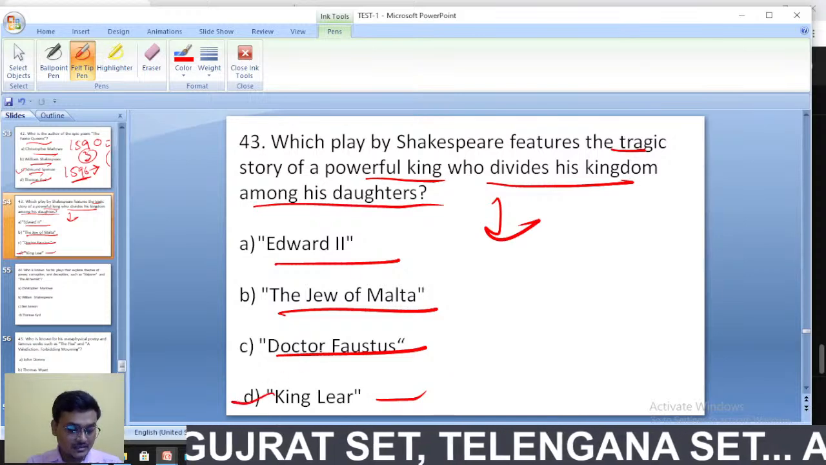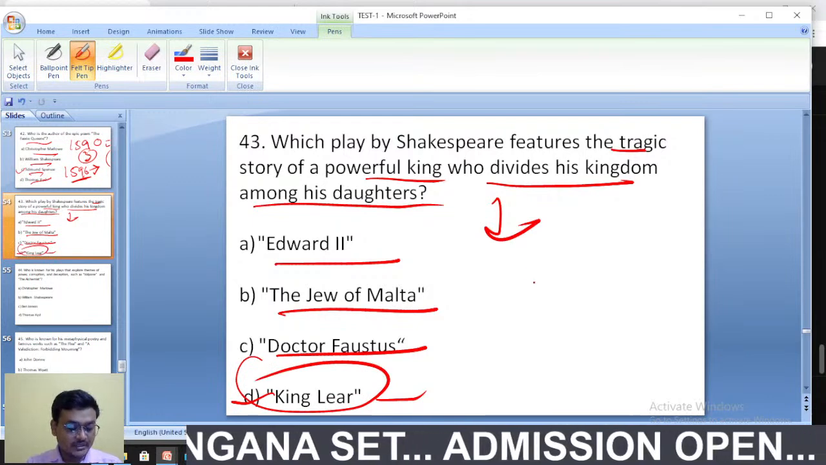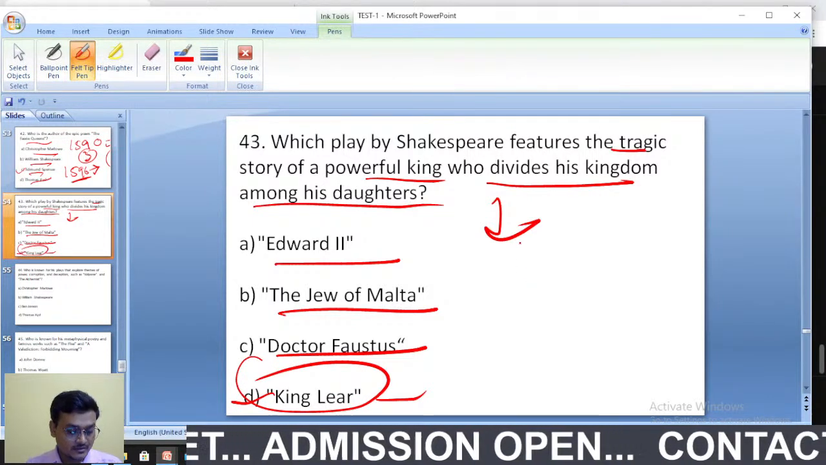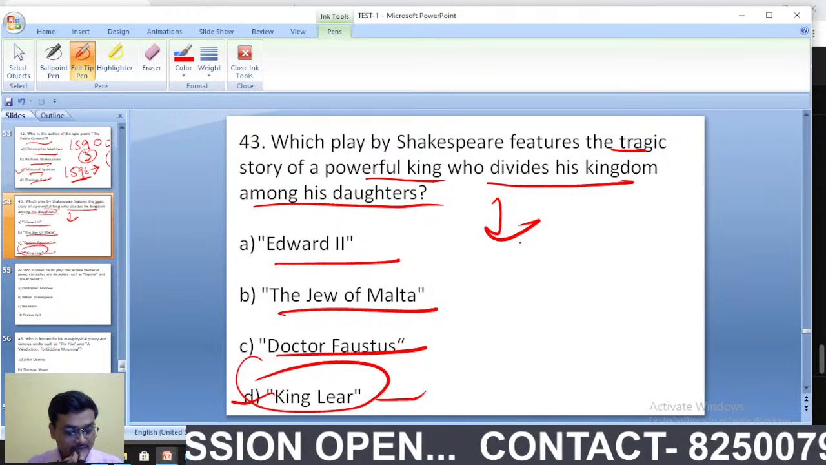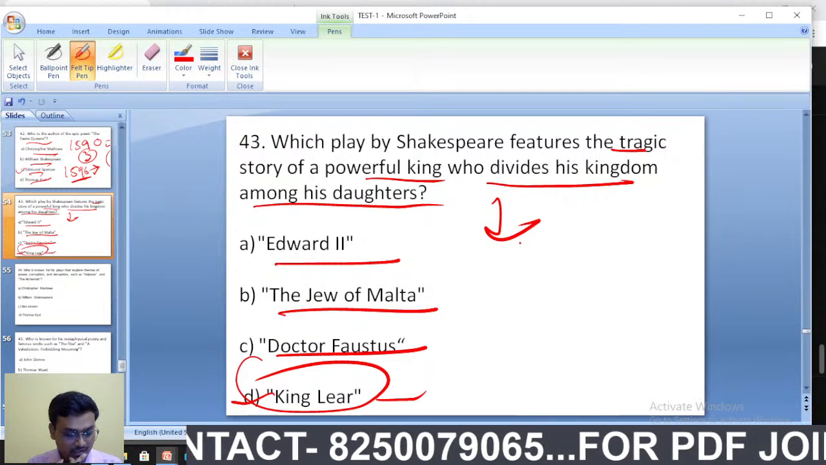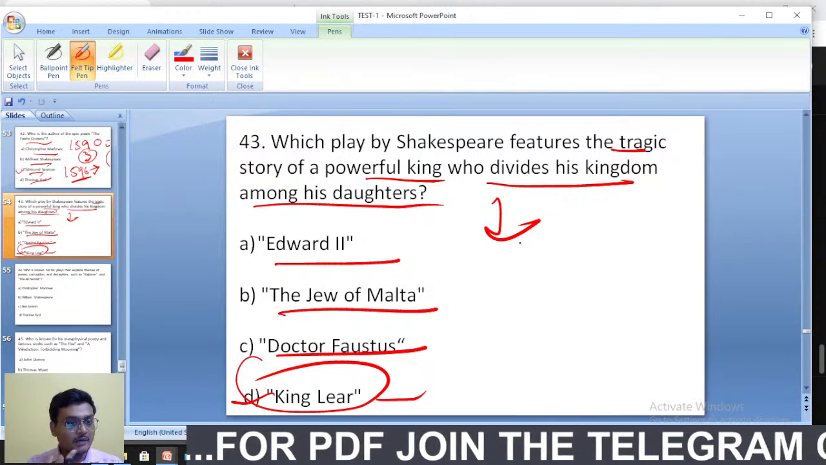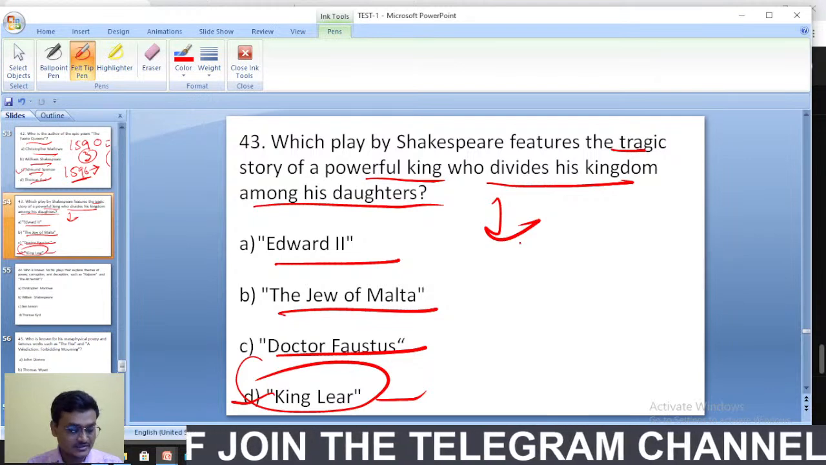Exactly. It's King Lear. Who were the daughters? Will you please tell me the name of the daughters here? King Lear. Have you all got that PDF that I have taken? Sixth year for students, I sent a PDF yesterday at night, actually in the midnight.